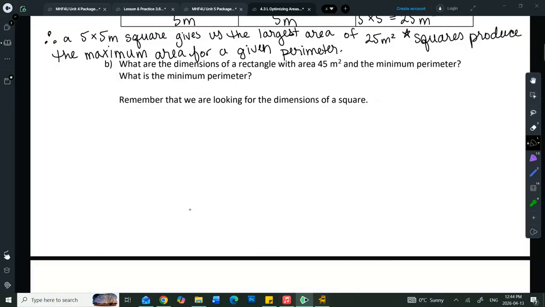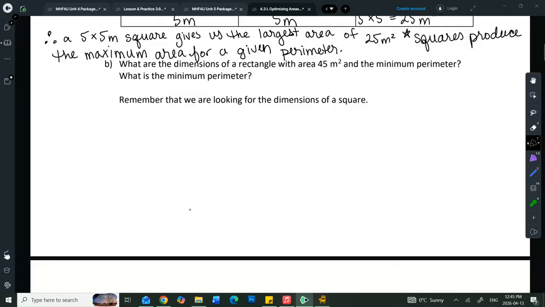Okay, so then it asks us what are the dimensions of a rectangle with area 45 meters squared and the minimum perimeter. So this time it's giving us an area instead, and then we have to find the minimum perimeter that you can get out of that. Obviously, in real life, we want to minimize certain surface areas, like if we're building walls, we could potentially minimize the surface area of the walls that we would have to create, or a fence or whatever.